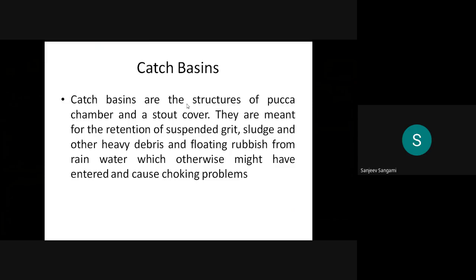Then, the next one is the catch basins. The catch basins are structures with a chamber and a sturdy cover. They are meant for the retention of the suspended grit, sludge, and other heavy debris, and the floating rubbish from the rainwater, which otherwise might have entered and caused choking problems. Catch means it has to catch whatever suspended grit we are speaking of now, and it is used to recover or retrieve the suspended grit, sludge, and other heavy debris from the sewer networks.